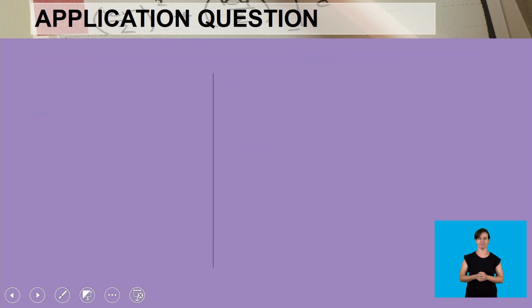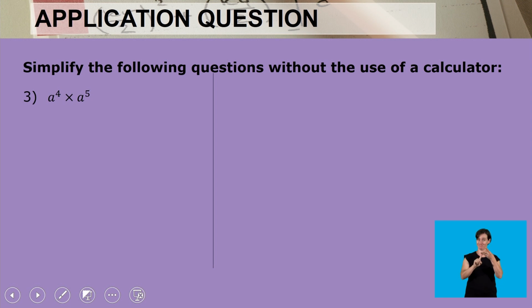Let's go over to the next questions. We are still simplifying without the use of a calculator. Now we have a exponent 4 multiplied by a exponent 5. Now take note how they have the same base and we are multiplying. So what does this mean for the exponents? Yes, it means that we are going to add those exponents. So we are going to have there a 4 plus a 5. So this is going to give us a final answer of, yes, a exponent 9.